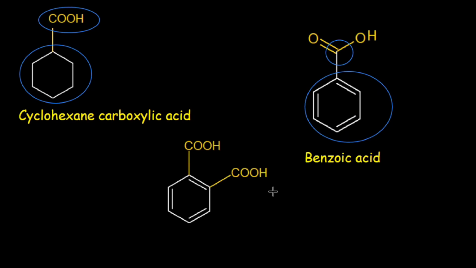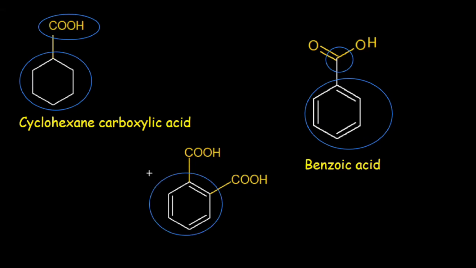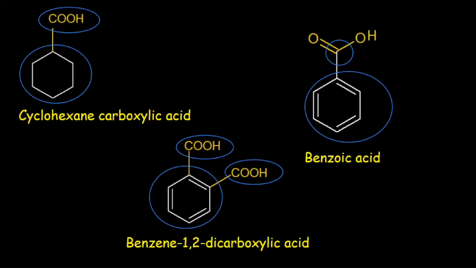Two carboxylic acids are present on the benzene ring. Same is the case: the maximum number of carbon atoms are present in the benzene ring, and the carbons of carboxylic acids would not be numbered. So in this case, the whole word carboxylic acid would be written, because the carbons of the carboxylic acid functional group have not been numbered. So the name of the molecule would be benzene-1,2-dicarboxylic acid, because two carboxylic acid functional groups are present.